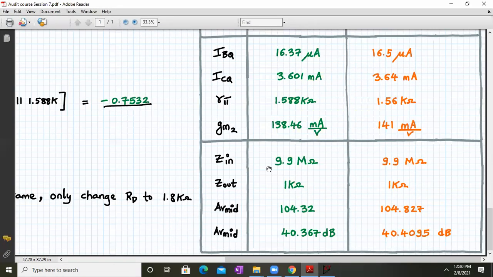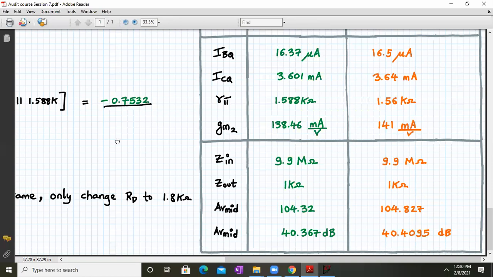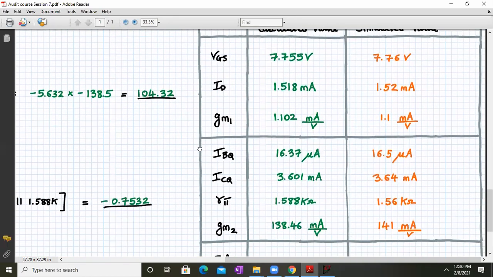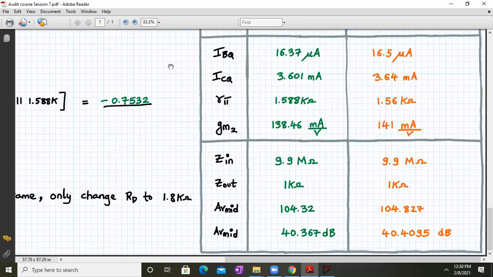of your cascade amplifier, which is a CS followed by a CE amplifier. Okay, CS followed by CE stage. And we have verified all the values over here. First, we checked the DC parameters of the first stage, then the second stage, then we evaluated the mid-band gain, and also we evaluated the input and output impedance.